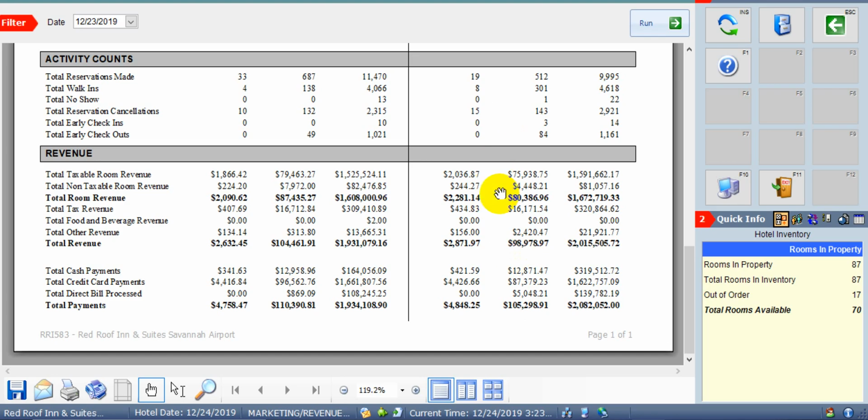I just showed you the Red Roof system, the Wyndham system, or the Choice system, but the remaining hotels like Best Western or Country Inn, Carlson, I mean Radisson, and some of our independent properties would have a similar system and a similar statistics report wherein we can pull all this information.